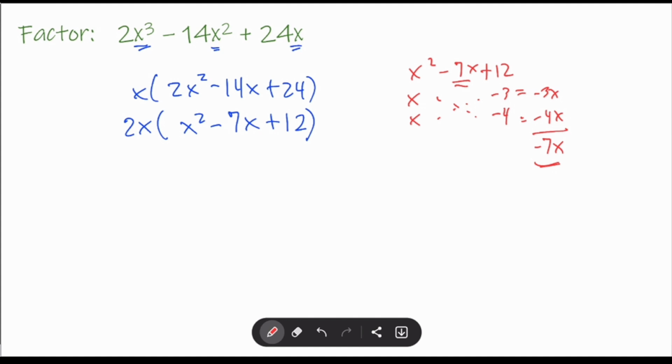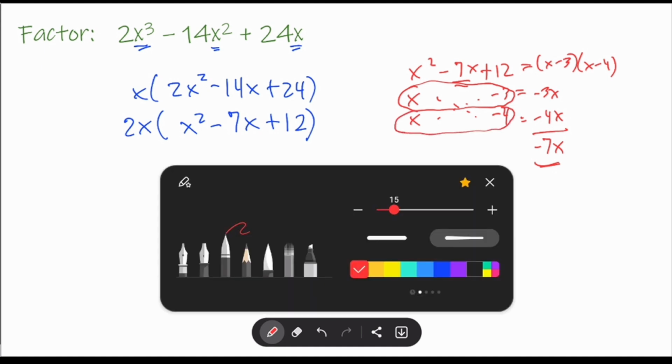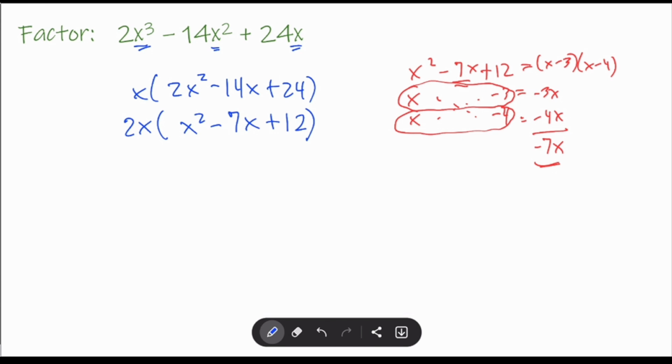So that means the factored form of this is x minus 3, x minus 4. So we're going to continue with our factored form. This can be factored as x minus 3 times x minus 4. That means if you multiply x minus 3 and x minus 4, it will go back to this. So this is now the factored form.